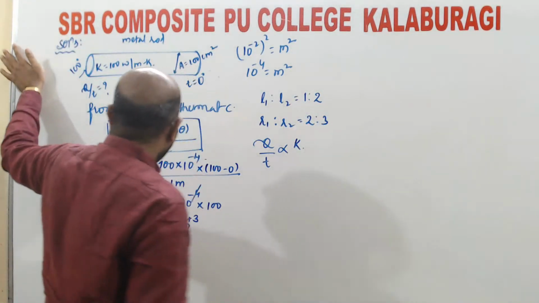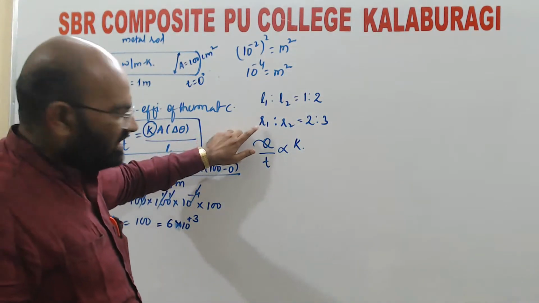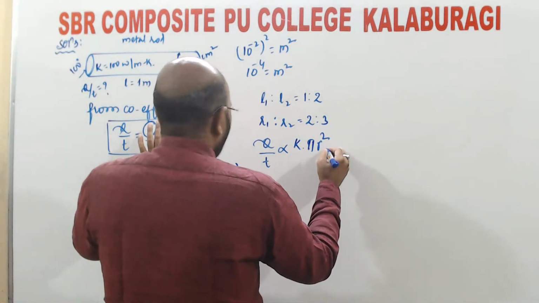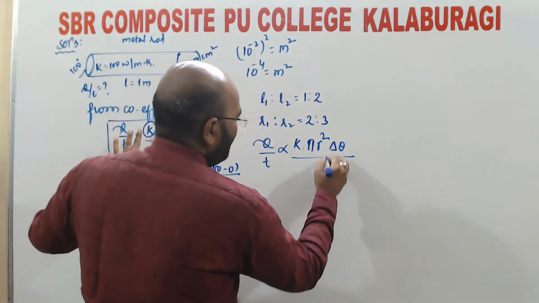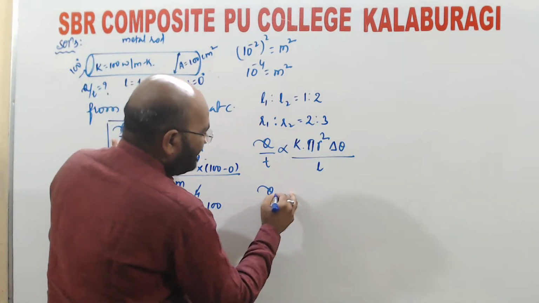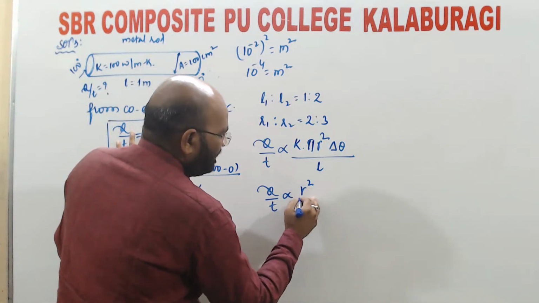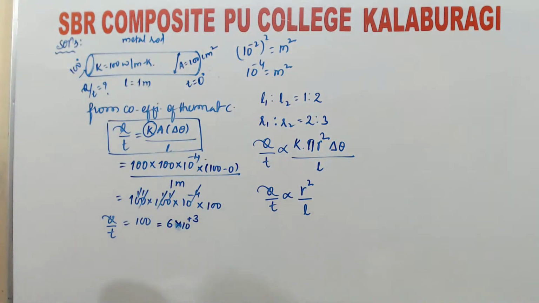Then A is called the cross-section area. It means pi r square is given. Then the temperature is also maintained the same, divided by length, which will be different, that is L. So from this relation, heat energy flow per unit time is directly proportional to radius square and inversely proportional to length. That's all. Using this relation, you can easily find out the corresponding values related to the given data.